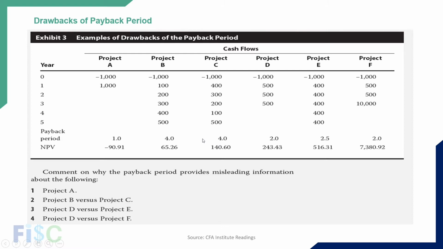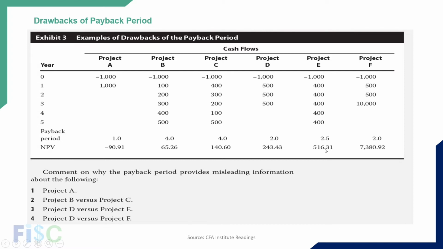The other thing is project B and project C. You can see both have a 4-year payback period, but the NPV is different. So if you choose by payback period, you won't be able to differentiate between these two projects, but in reality there is a difference because project C is more profitable.